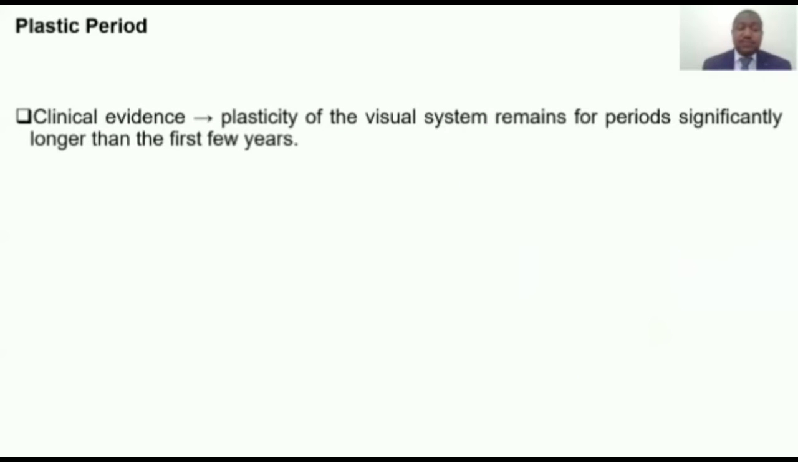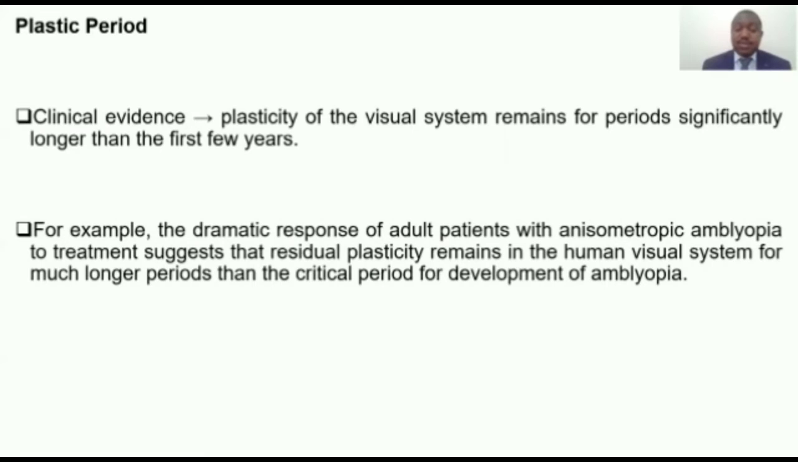Clinical evidence suggests that the plasticity of the visual system remains for a period significantly longer than the first few years or just the first 10 years. Some studies indicate that the plasticity, the sensitive and critical period, may remain for a longer period. For example, the dramatic response of adult patients with anisometropic amblyopia to treatment suggests that residual plasticity remained in the visual system for longer than the critical period for development of amblyopia.